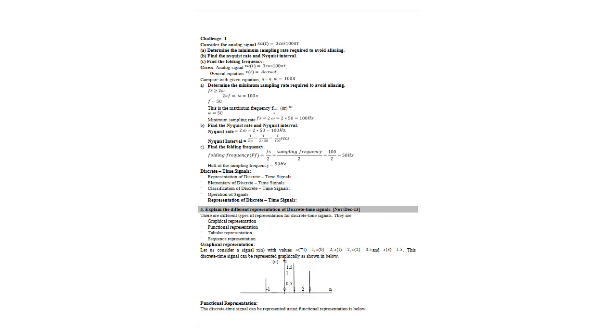So next we are going to see about discrete time signals, that is the representation of discrete time signals, elementary discrete time signals, classification of discrete time signals and operations on signals. First will be the representation of discrete time signals, and for this we are going to see the explanations. There are different types of representation of discrete time signals. The first is graphical representation, then functional representation, tabular representation and sequential representation. Okay.